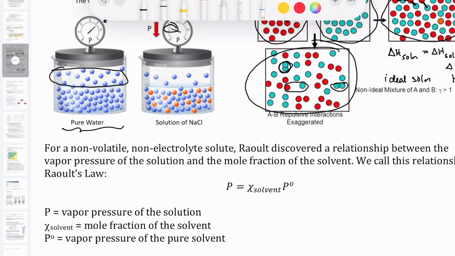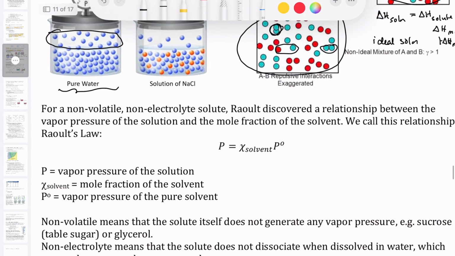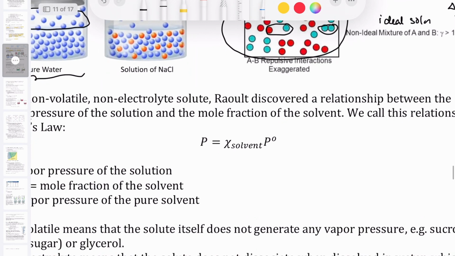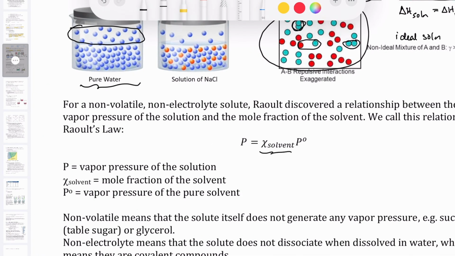So again, Raoult's observation was made originally on ideal solutions, which typically just means something that's fairly dilute. And he discovered that the change in that vapor pressure is proportional to the mole fraction of the solvent. In fact, he developed an equation that explains how to calculate the vapor pressure of the solution once you put some non-volatile solute in it. And this is called Raoult's law. It's just that the vapor pressure of the solution is equal to the mole fraction of the solvent times the vapor pressure of the pure solvent.